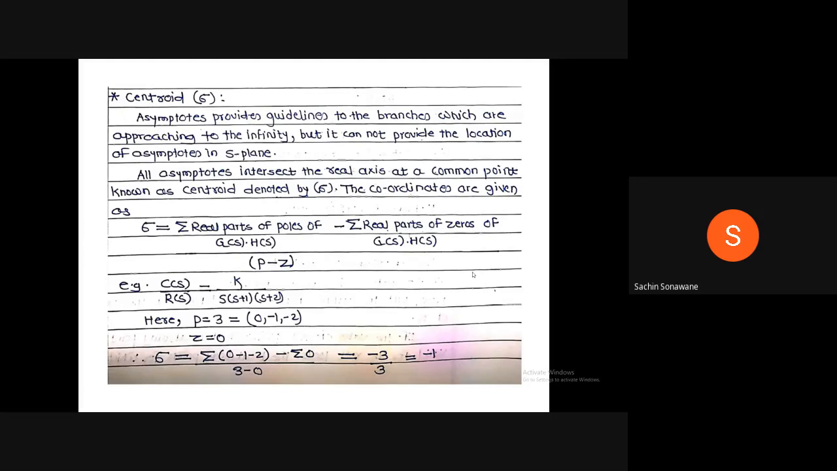For example, C(s) upon R(s) is equal to K divided by s into (s plus 1) into (s plus 2). Here p is equal to 3, that is 0, minus 1, minus 2, and z is equal to 0. Therefore, sigma is equal to the summation of 0 minus 1 minus 2, minus the summation of 0, divided by 3 minus 0, which is equal to minus 3 divided by 3, which is equal to minus 1.